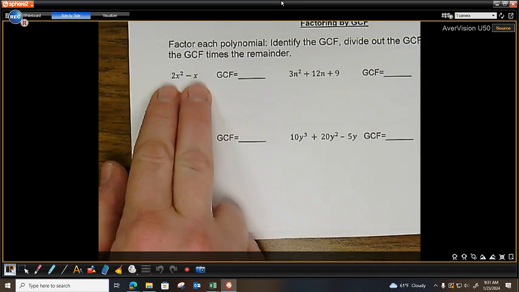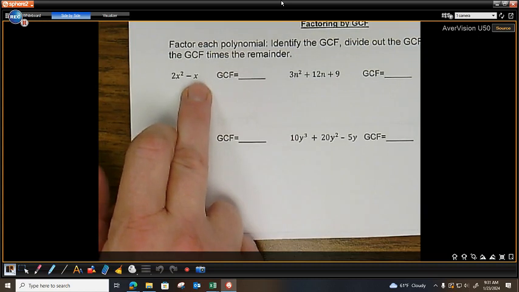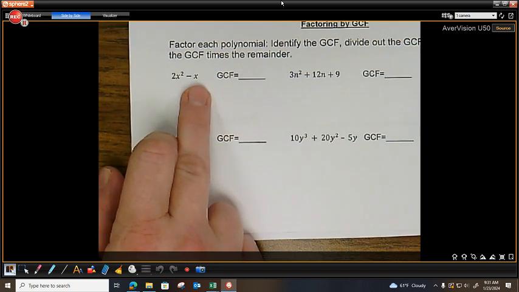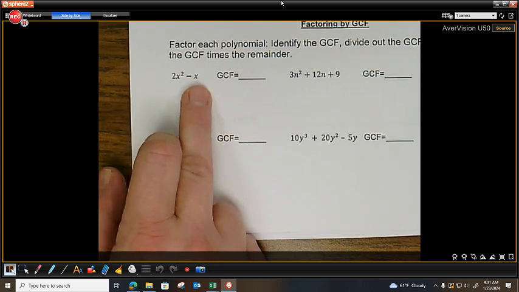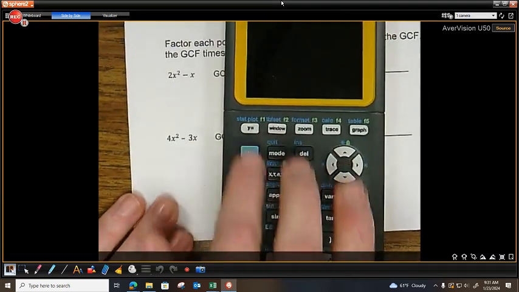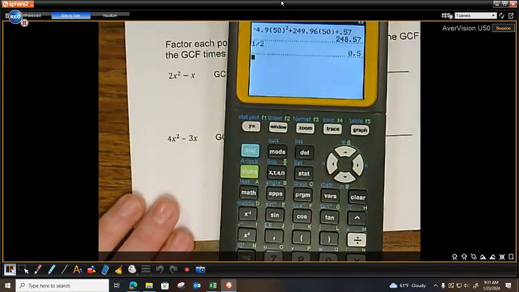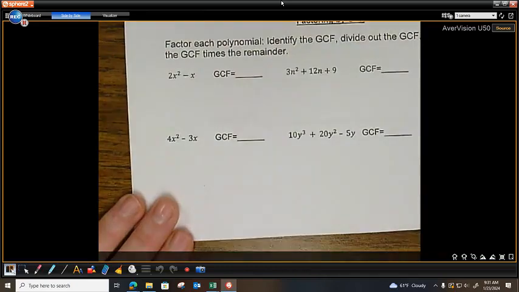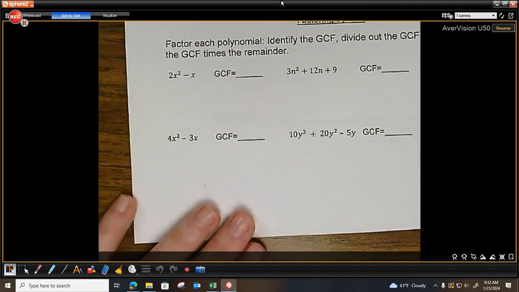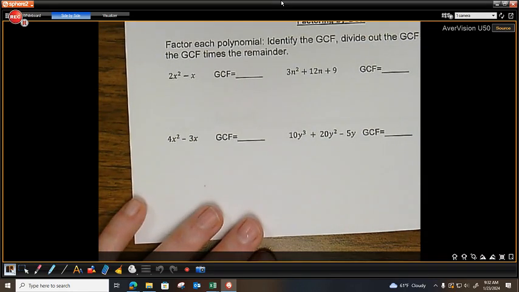I have a 2, and what's this x's coefficient? 1. What's your GCF of 2 and 1? Is 1 divisible by 2, though? Is 1 divisible by 2? Because think, if I do 1 divided by 2, I get a decimal, meaning it's not divisible. Okay? Your factors of 1 are just 1 and 1. Okay? So, is there a numerical GCF other than 1? No. 1 is your GCF.